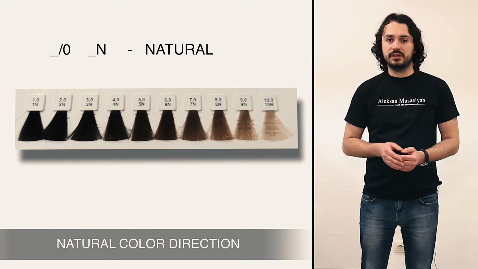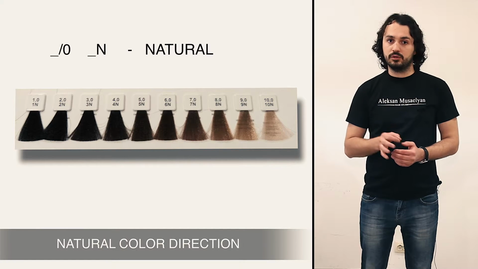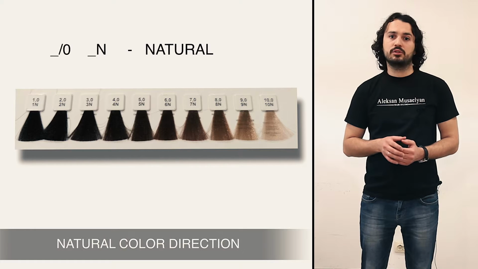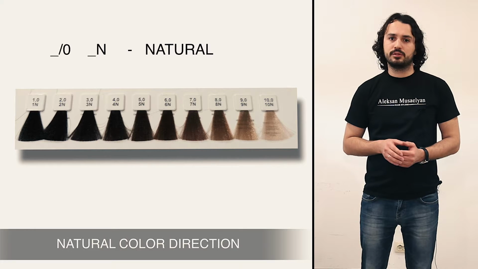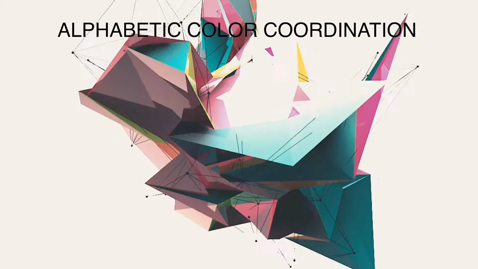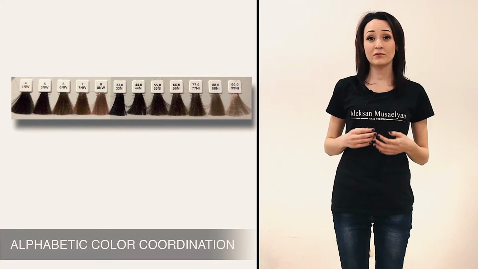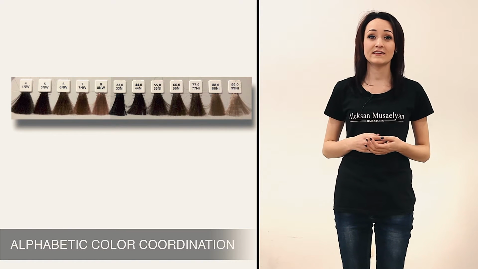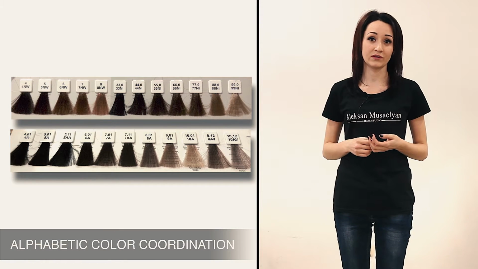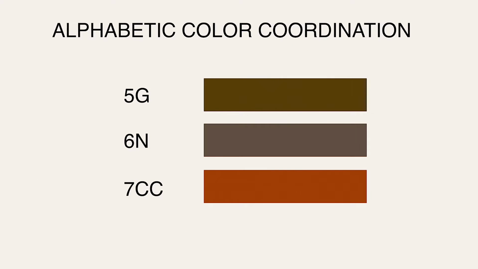Neutral or natural color direction is often marked by 0 or using the N letter. It indicates the purity of shade and the absence of additional color nuances. In cases when the manufacturer uses the alphabetic system, the color name is written in capital letters, usually in the native language of the brand or in English. When using the literal color encoding, the separation character after the level of tone depth is not used at all. For example, 5G, 6N, 7cc.